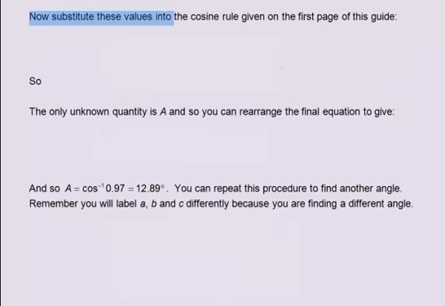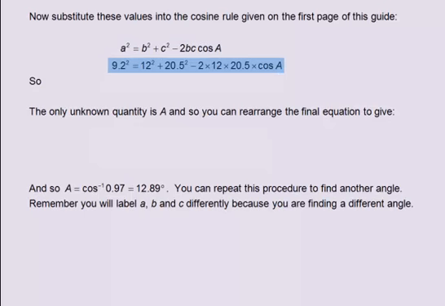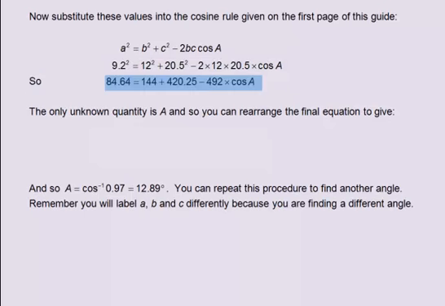Now substitute these values into the cosine rule given on the first page of this guide. Lowercase a squared equals lowercase b squared plus lowercase c squared minus 2 multiplied by lowercase b multiplied by lowercase c multiplied by the cosine of uppercase A. Therefore, 9.2 squared equals 12 squared plus 20.5 squared minus 2 multiplied by 12 multiplied by 20.5 multiplied by the cosine of uppercase A. So 84.64 equals 144 plus 420.25 minus 492 multiplied by the cosine of uppercase A.